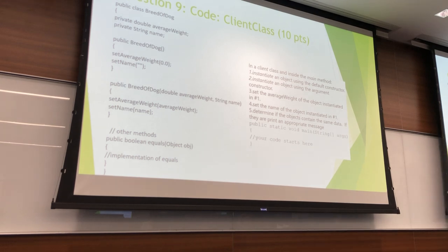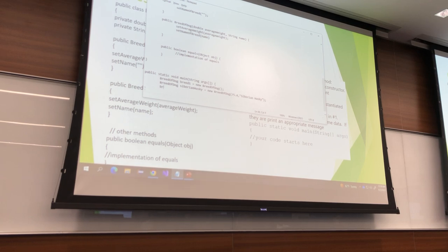Okay. So, in breed one, we want to set the average weight, and we'll make it a small dog. We'll say 8.27121 pounds. Yes? Are we good so far? Yes? Okay.